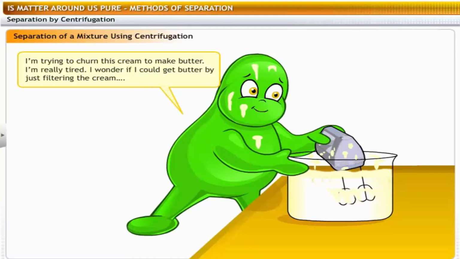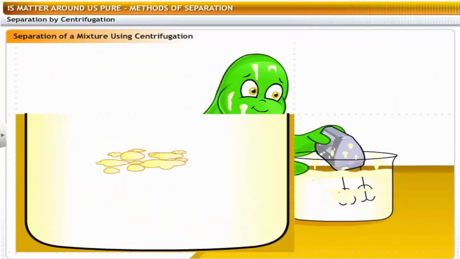I am trying to turn this cream to make butter. I'm really tired. I wonder if I could get butter by just filtering the cream.